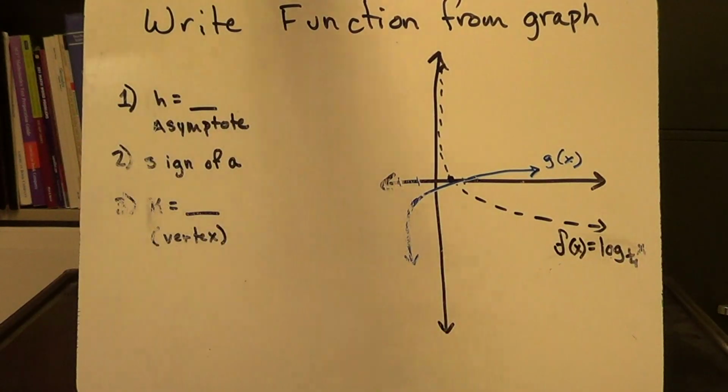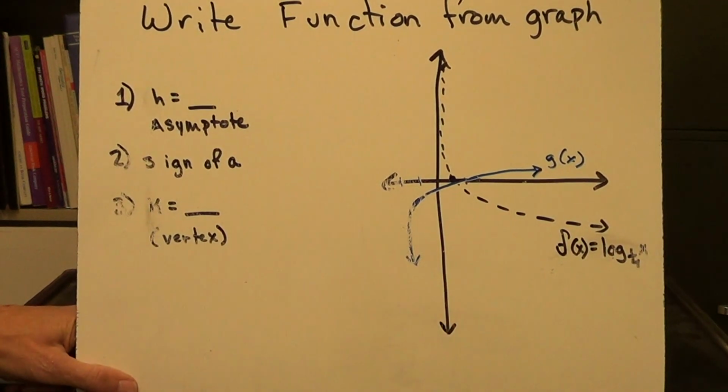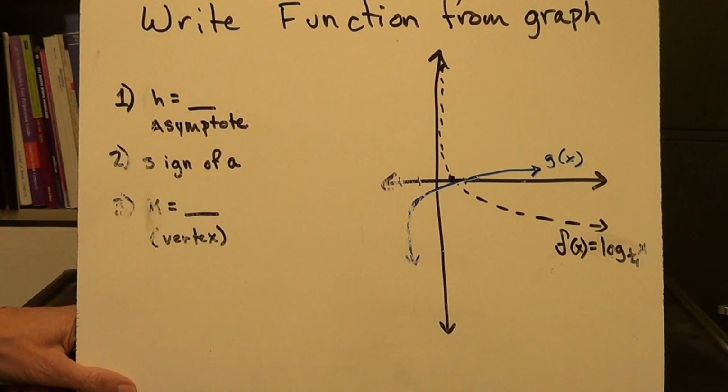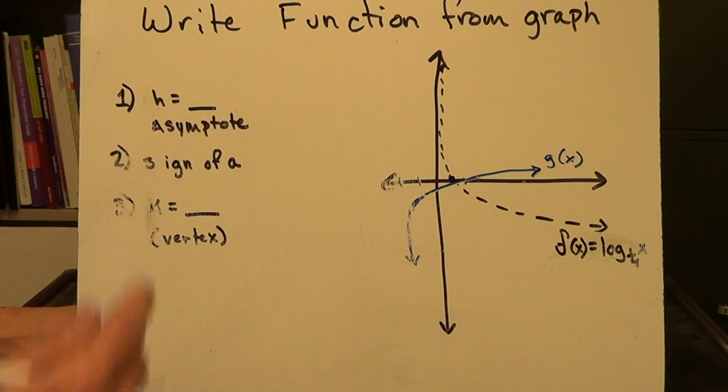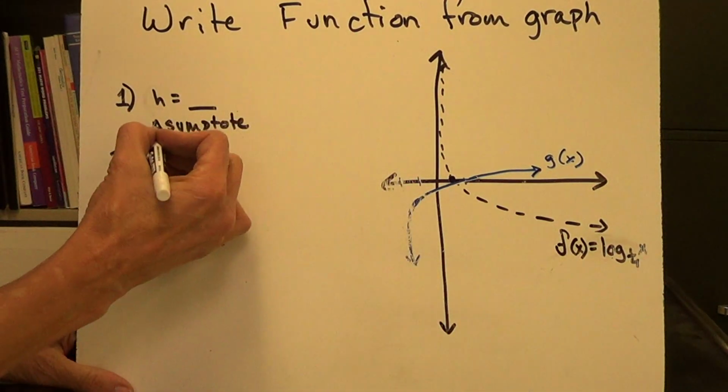Last one, write a function from the graph. Okay, this one can get kind of tricky, but not bad if you remember doing it with writing the function from the graph on exponentials. It's very similar. Go back and watch that movie some, and as you get better with it, you'll get better with this one. So the first thing we look at is the H shift. H is left-right. You can spot it off of the asymptote. Always look for the asymptote.